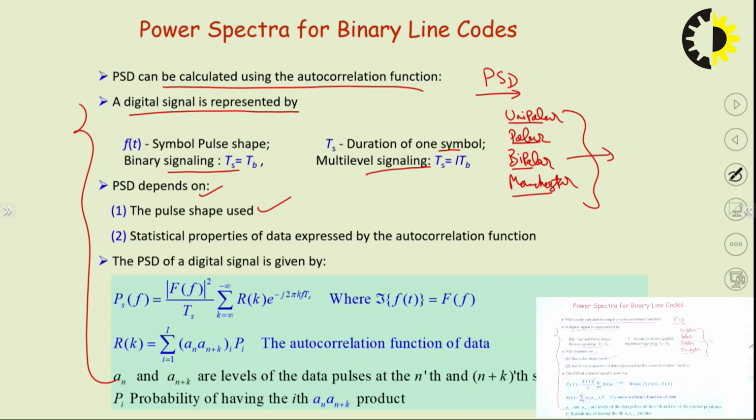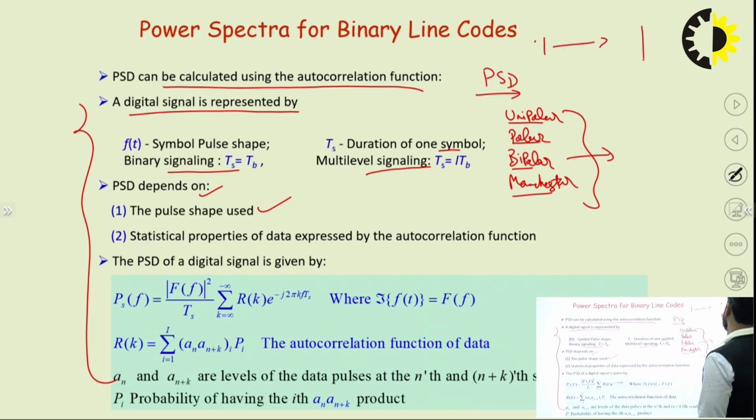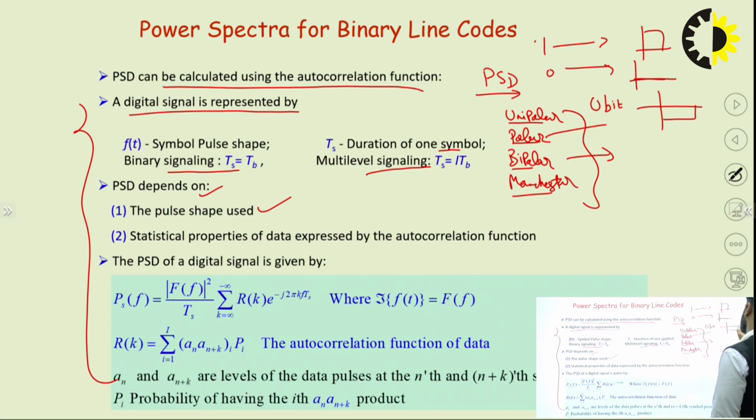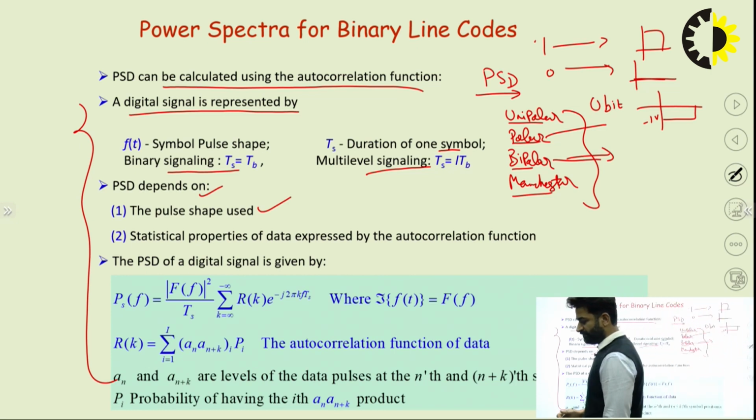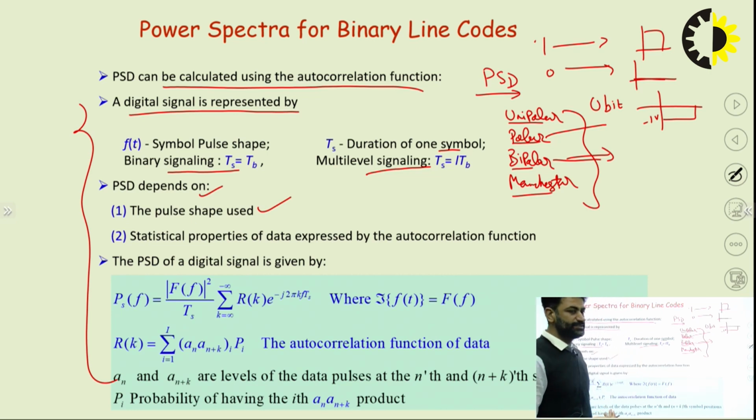The pulse that we use: suppose in unipolar we represent 1 bit as a positive voltage and 0 bit as 0 volt. But in the case of polar we represent 0 bit as minus 1 volt, right? In bipolar we have 3 levels, where 1 will be represented as positive 1 or minus 1. We are changing the polarity alternately, that is the alternate mark inversion, and 0 will be represented as 0. Now let us calculate the power spectral density of a digital signal.